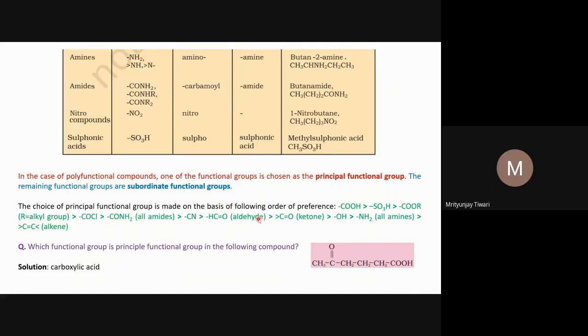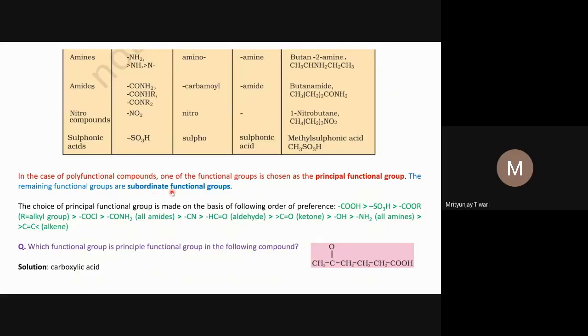In the case of polyfunctional compounds, one of the functional groups is chosen as the principal functional group. This I have already explained. If there are many functional groups in an organic compound, then we see which functional group is the principal one. It means if I change the chemical conditions and put this organic compound under a typical condition, which functional group will react first? Based on that, one can decide the priority order or preference order of their reactivity. That order also tells which functional group is the principal functional group. The functional group which is most reactive is the principal functional group in the given polyfunctional organic compound, and the rest of the functional groups are called subordinate functional groups.